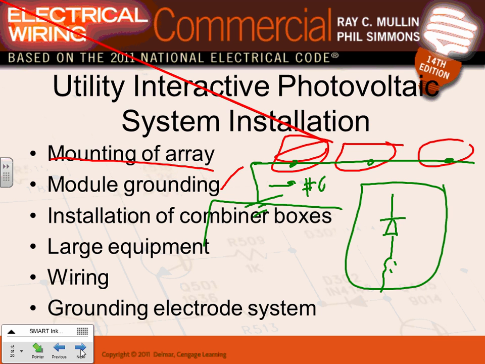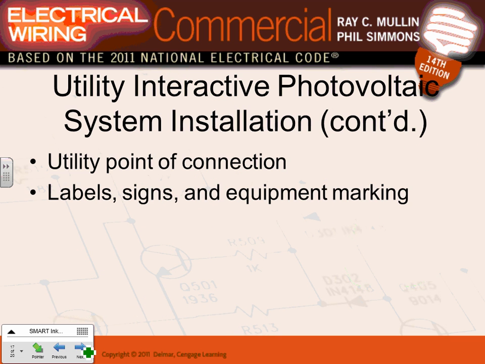Wiring: any wiring that is rated for the outlet location can be used. Grounding electrode system: you have to create a ground rod right by the system, guys. If it's on a roof, you tie it to the grounding electrode system. If it's outdoors in the parking lot, you have to create a ground rod, tie the modules and the frames to it, and tie it back into the grounding electrode system of the building. So that's a few things about that system.